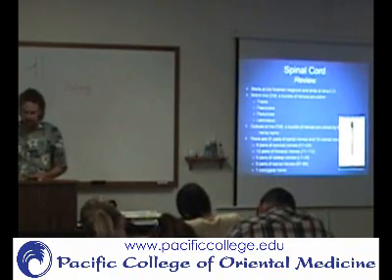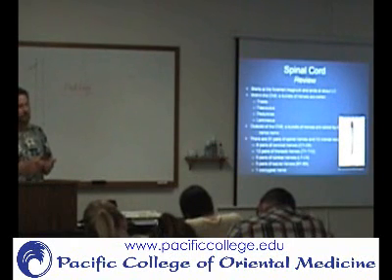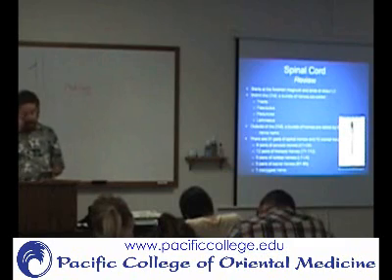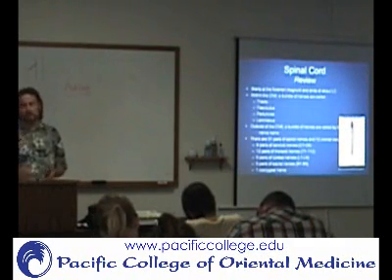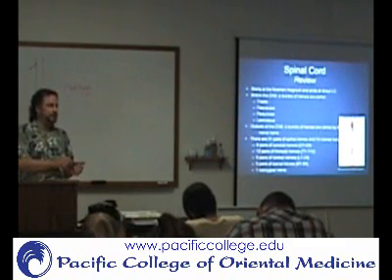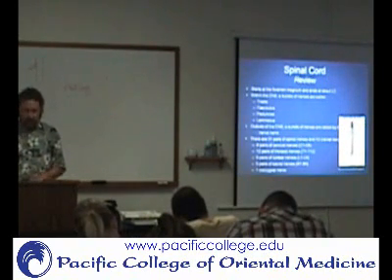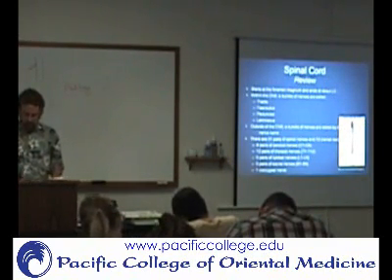Okay, so then we mentioned before, there's 12 cranial nerves, and then there's 31 pairs of spinal nerves. And so then, like we mentioned, there's 8 pairs in the cervical spine, 12 in the thoracic, 5 in the lumbar, 5 sacral, and 1 coccygeal.